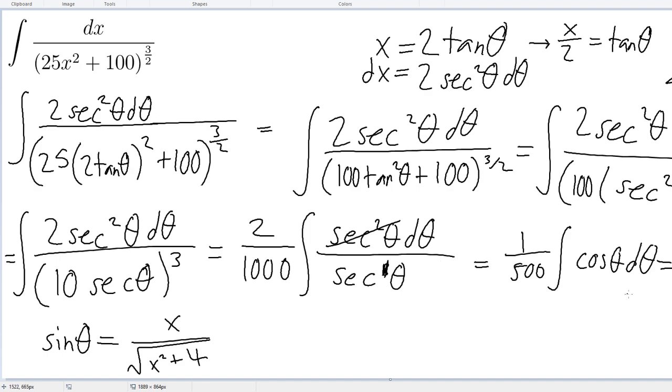So our answer here is pretty much x over 500 square root of x squared plus 4, plus c, because it's indefinite. And that is our answer. There we go.